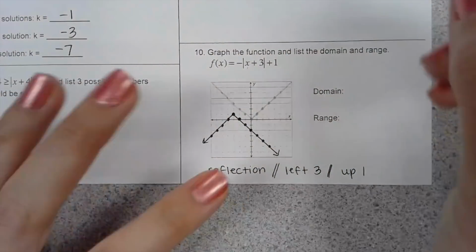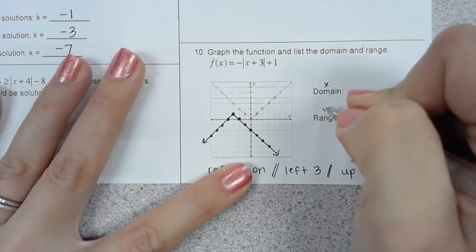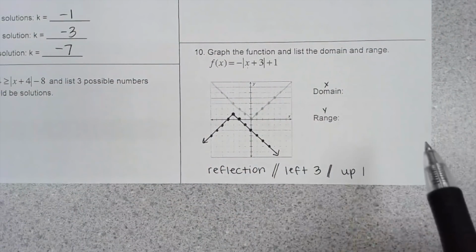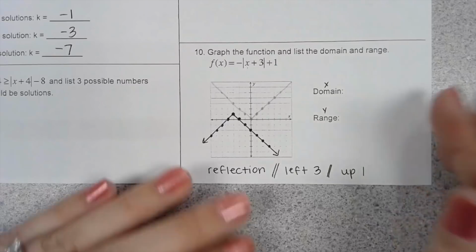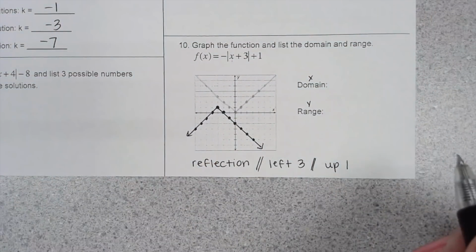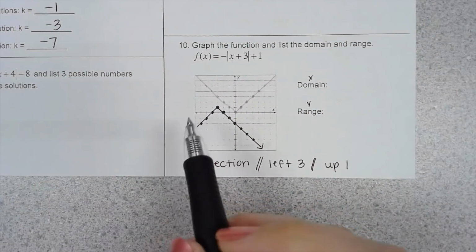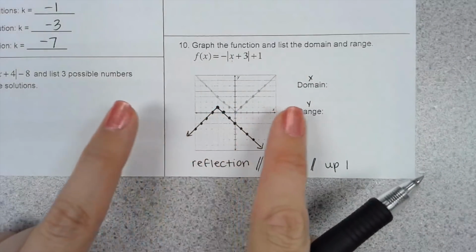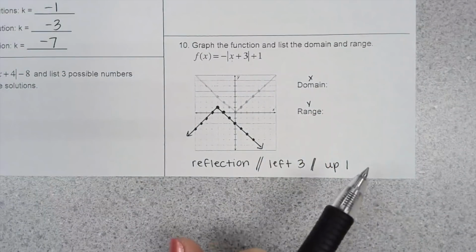Domain is the x values and your range is your y values. And so your teacher might have taught you a couple different ways to write these, so I'll make sure that I cover all of them. The domain of the function is the numbers that you can plug in for x. So this graph stretches forever to the right, and it stretches forever to the left. And so for your domain, it's all real numbers.